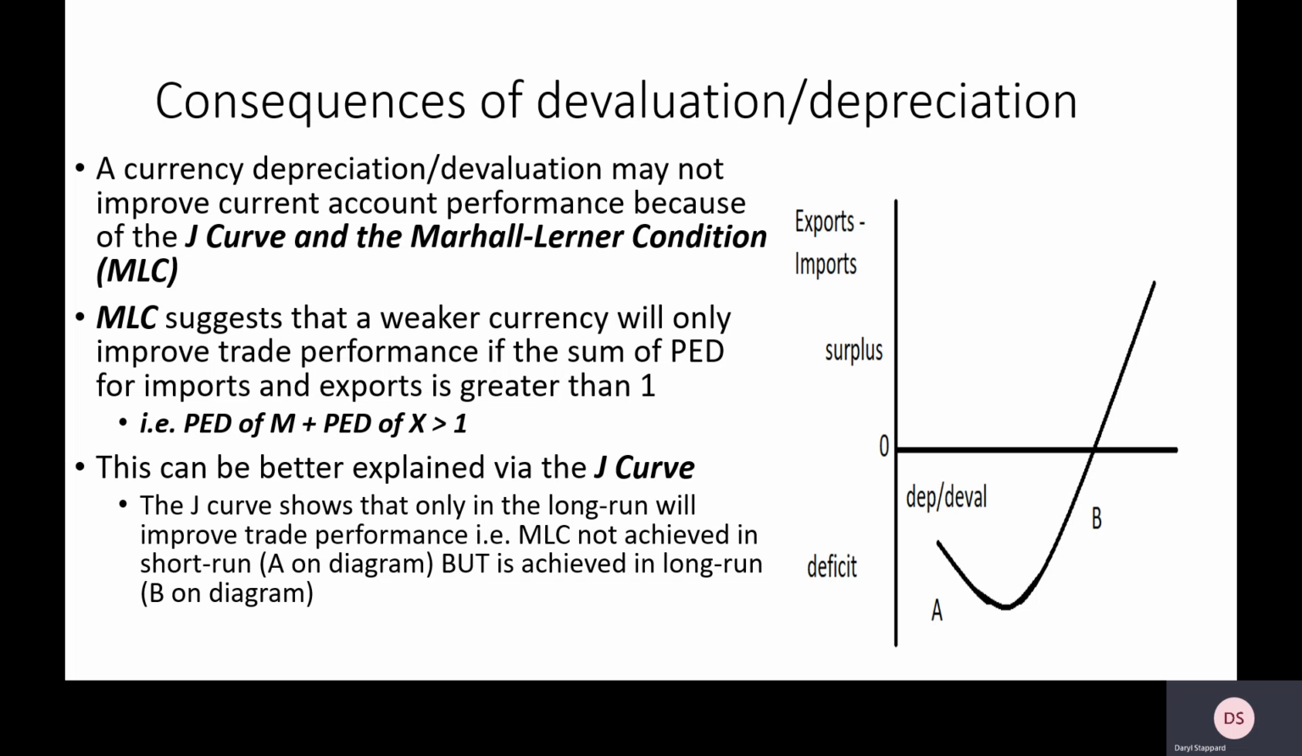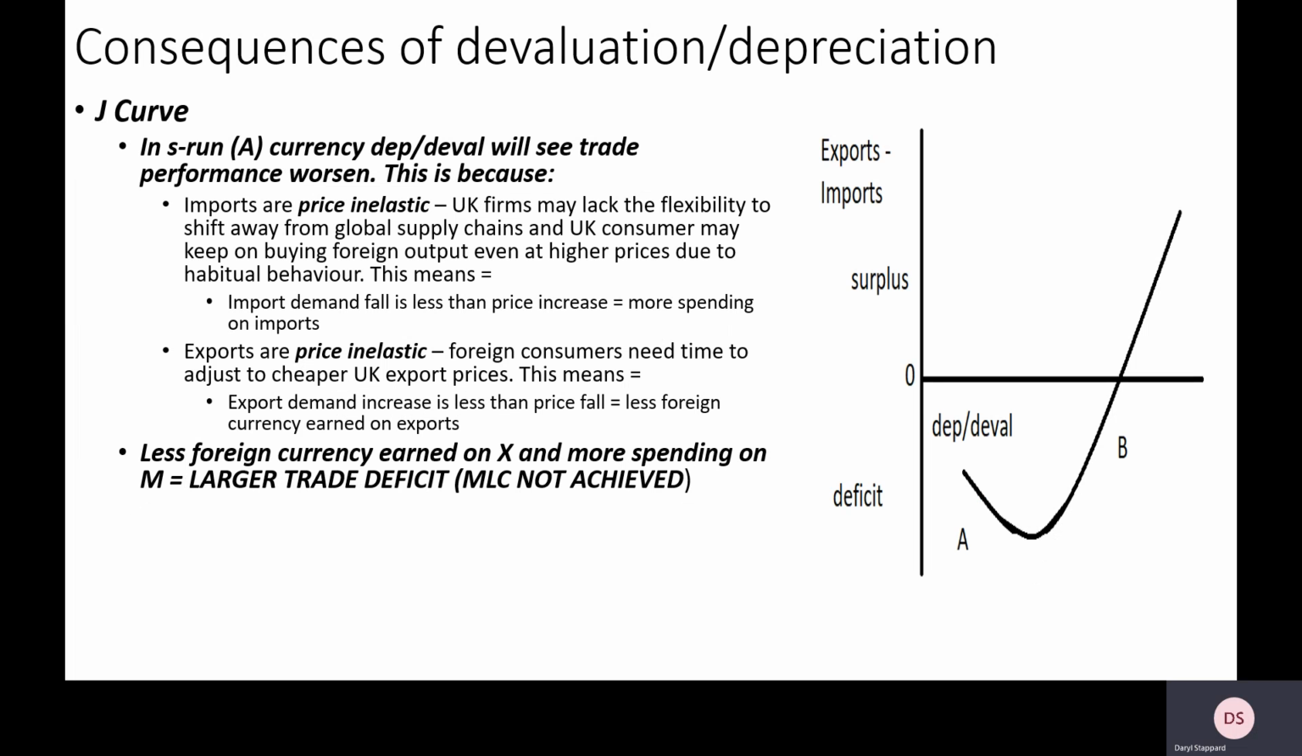Now, what you'll notice is that at point A on the J curve, when we lower the currency value, it might actually worsen our overall trade performance. What we're assuming here is that the Marshall-Lerner condition has not been met. Eventually, at point B on the J curve, the weak currency will improve trade performance. Let's think about point A first of all. At point A on the J curve, where the Marshall-Lerner condition is not met, the trade performance will get worse for these reasons.